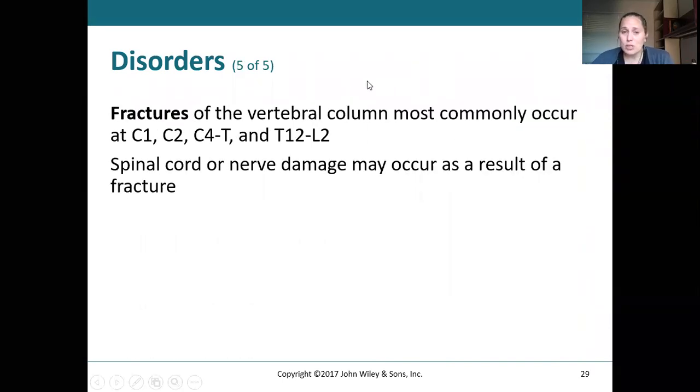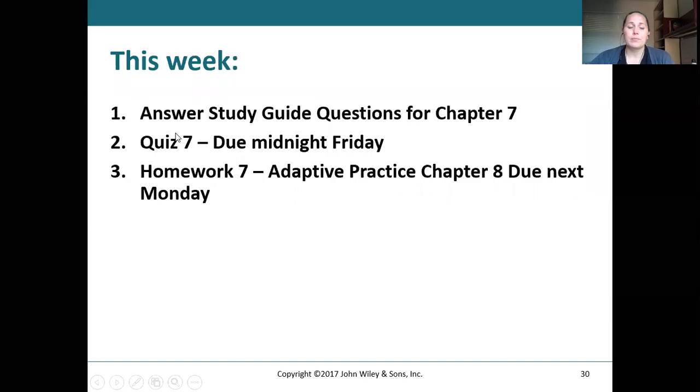Other things that might occur to the spinal column are things like fractures of the vertebral column, most often in C1, C2 through T12 through T2. So you can think the neck region, not surprisingly, is going to have a lot of possible fractures just because of the motion and the force it can take. Spinal or nerve damage may occur as a result of the fracture. So if those bones are broken, they're limiting the amount of protection that they can apply to that spinal column. And so it can really affect nerve innervation of that region.